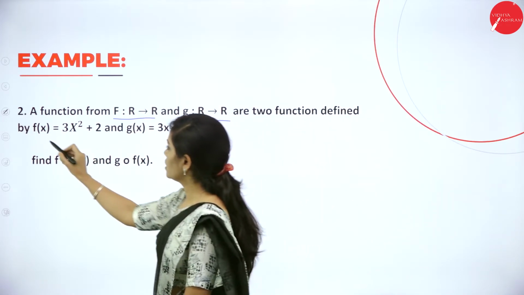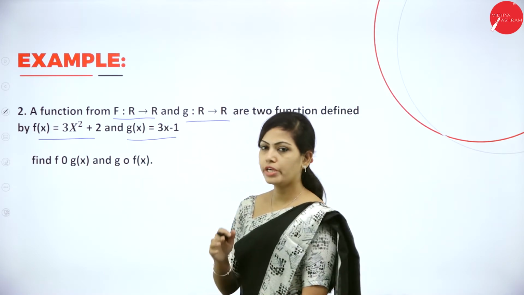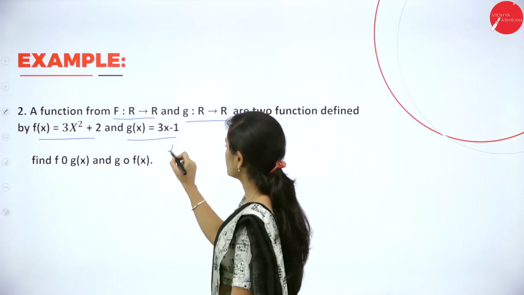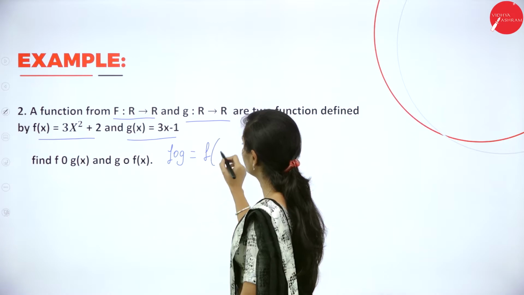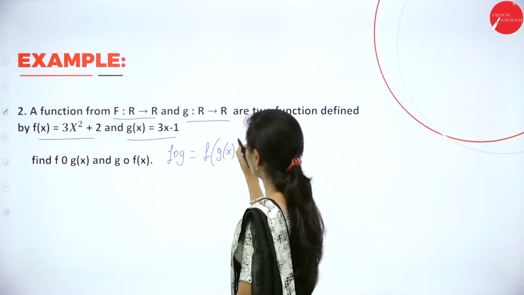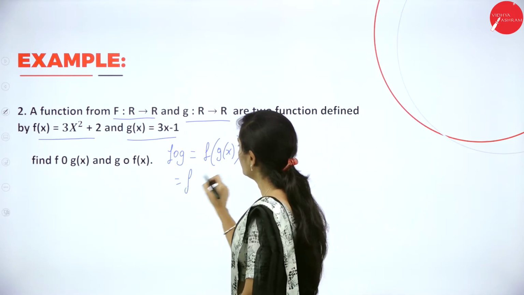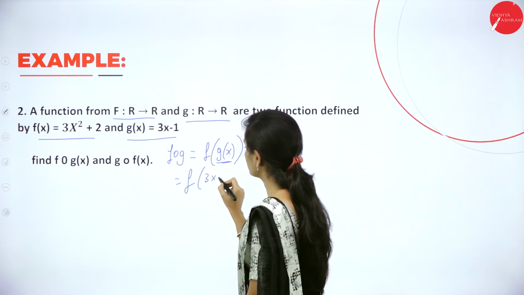they have given the f of x value and the g of x value. So here you need to find again fog x and gof. First I will find fog, which is f of g of x. Fog means f of g of x. So here, what is g of x? g of x is 3x minus 1.